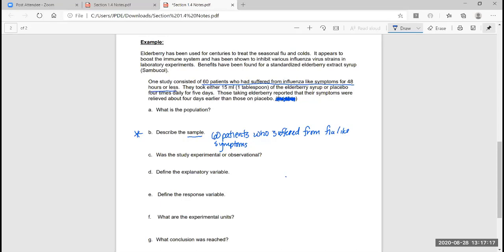So they took those 60 patients and they divided them into 2 groups. The control group got the placebo and the treatment group got the elderberry syrup.